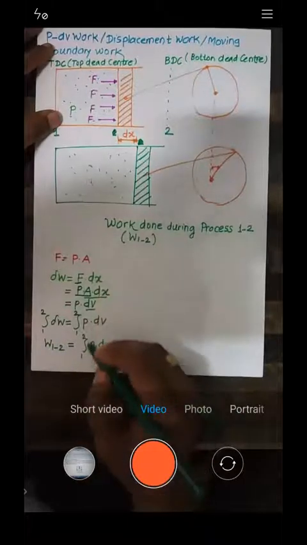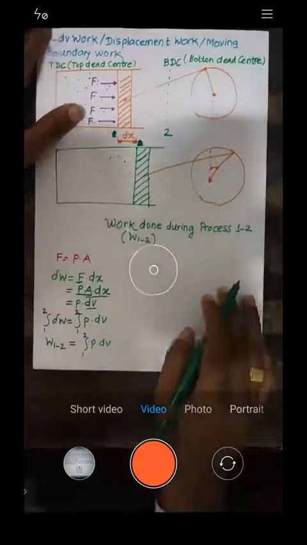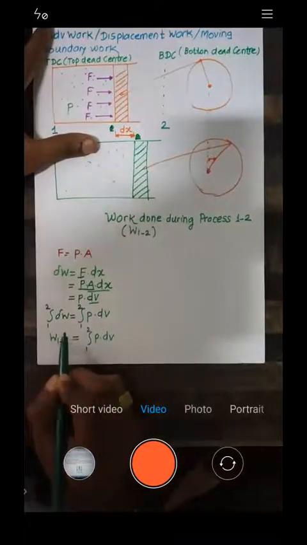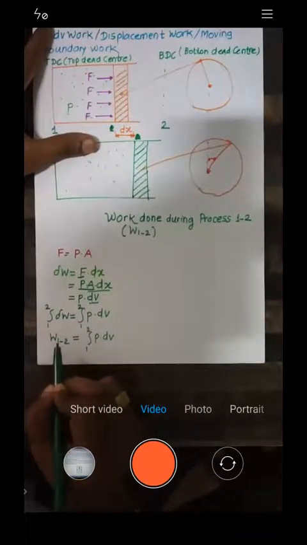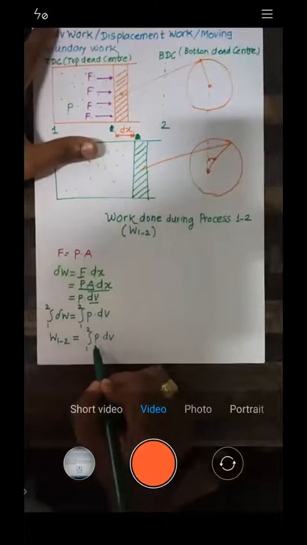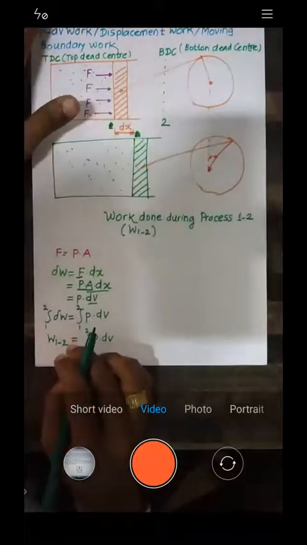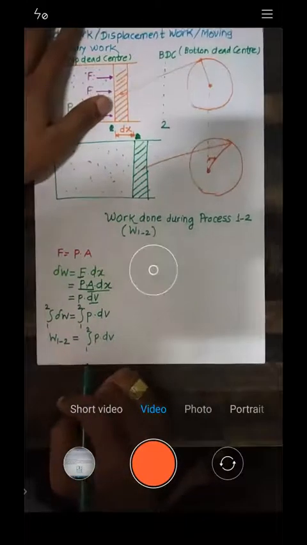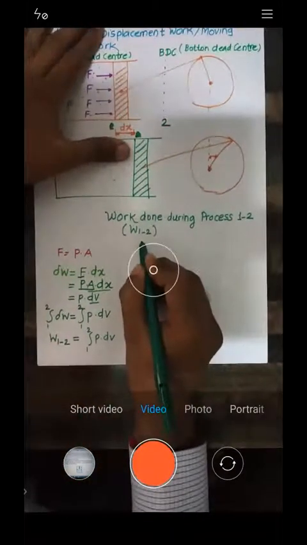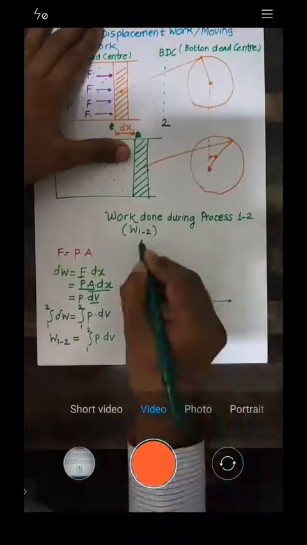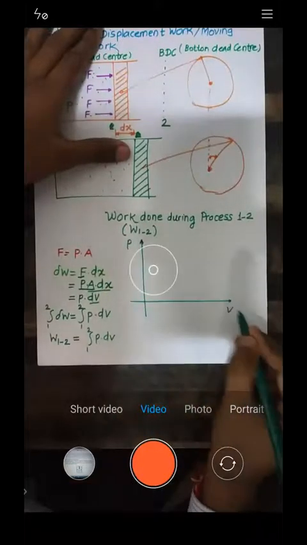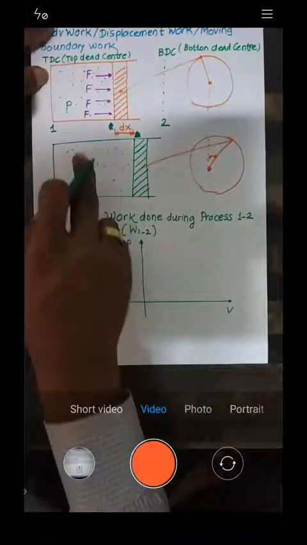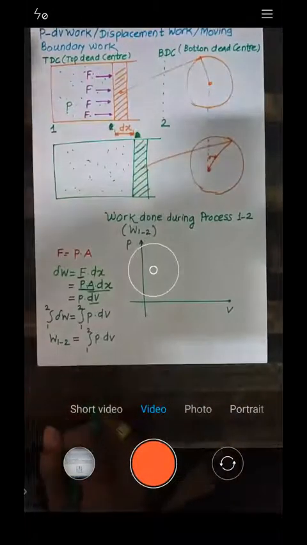Have you understood this derivation? Yes, sir. Okay. Now see, if we need to calculate the value of W1 to 2, it is integration of PdV, right? Now what is the meaning of this? Let me plot this process on a PV diagram. This is the pressure axis, this is the volume axis. So I will plot this process 1 to 2 on a PV diagram.